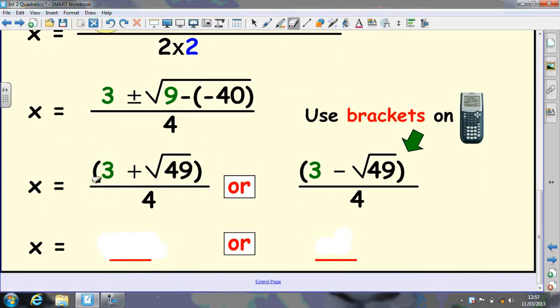Okay, so typing this into a calculator, again, use the brackets and divide by 4, or else work out the top line, hit equals, then divide by 4 to get your correct answer. And the first one comes to 2.5 and the second one comes to negative 1. These are the points where the quadratic crosses the x-axis for 4 marks.